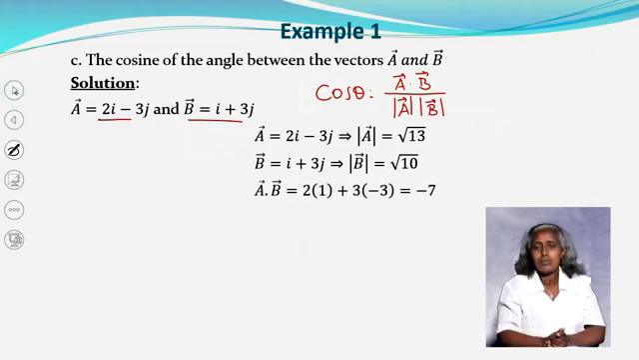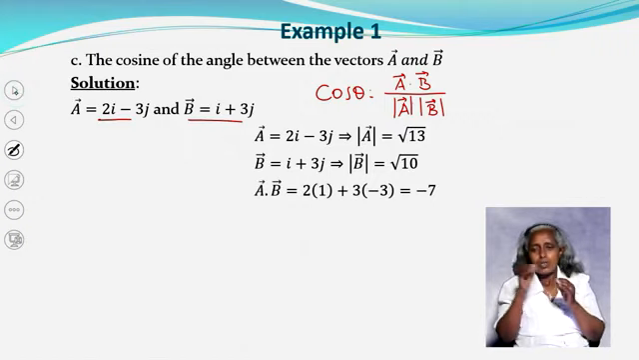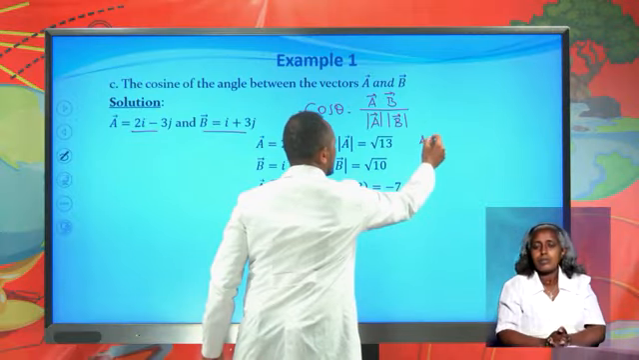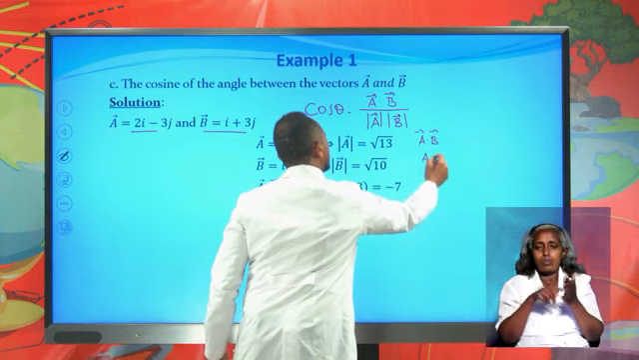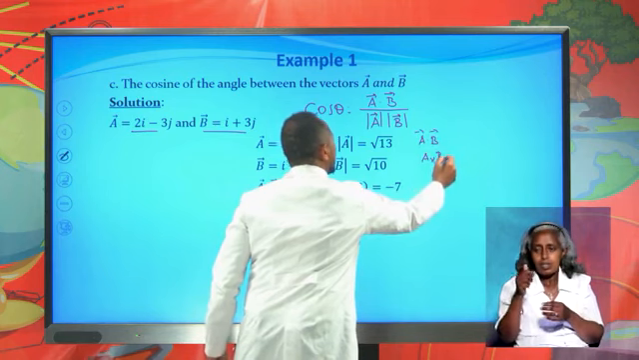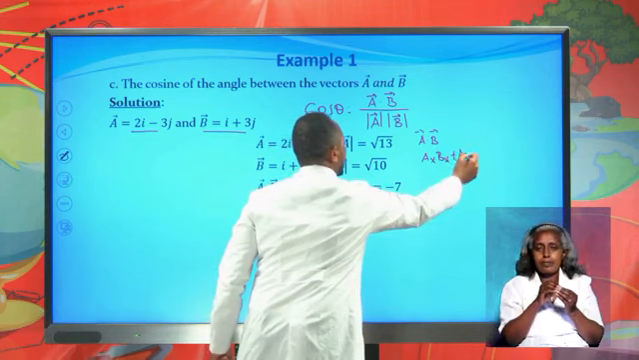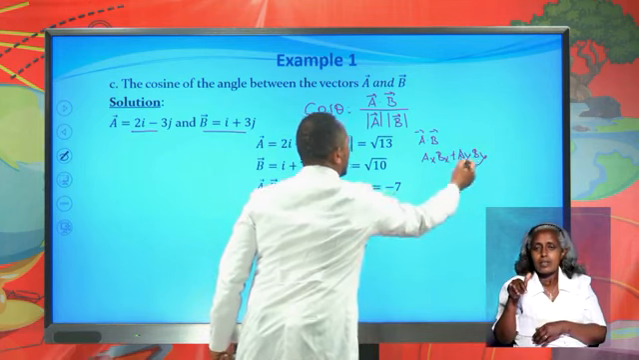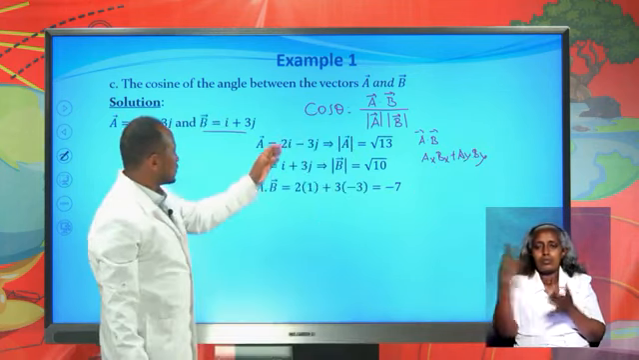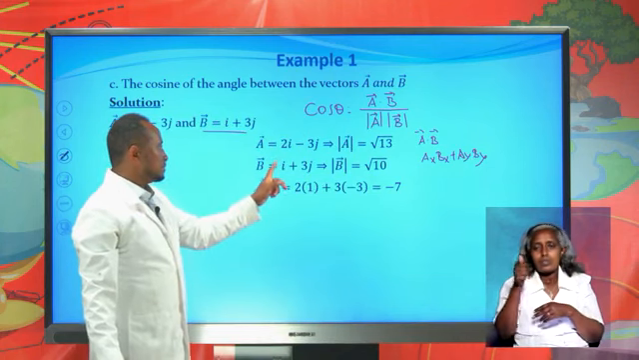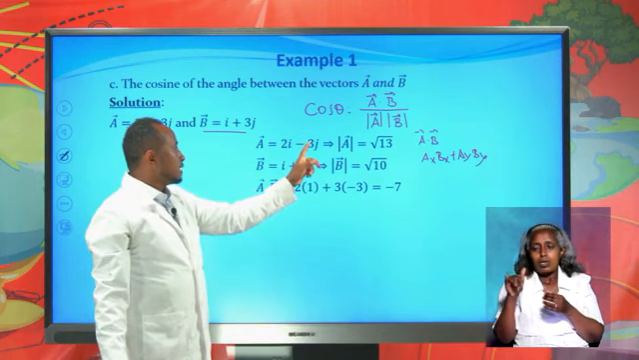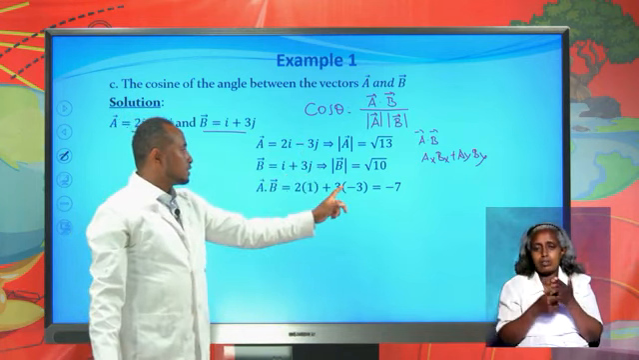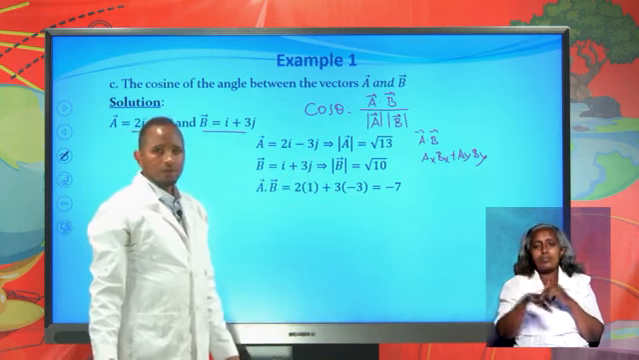And we need also a dot b. We derive the formula for a dot b. The dot product of vectors a and b is given by ax bx plus ay by. So using this, ax bx is 2 times the coefficient 1, 2 times 1, plus ay by, ay is minus 3, by is 3, so minus 3 times 3, you get negative 9.